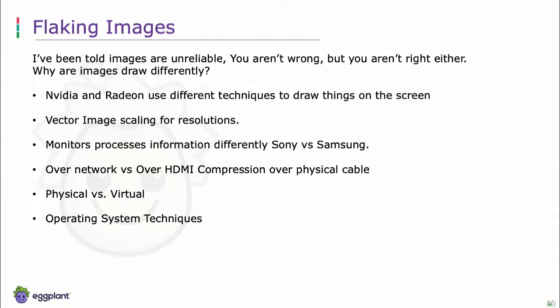Another way is also vector image scaling of resolution. Those images don't come as an image, they come as information. And then that information is taken to either scale them up or down. Because of that, how they're scaled and the brand will actually change it. Also, things like monitor process information, so Sony and Samsung. How companies like Apple, Sony, Samsung take the information and draw it on the screen is also done differently. Compression ratio.